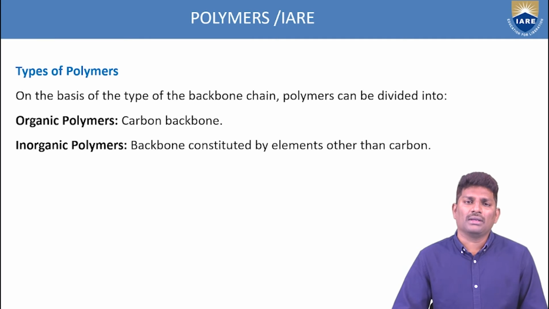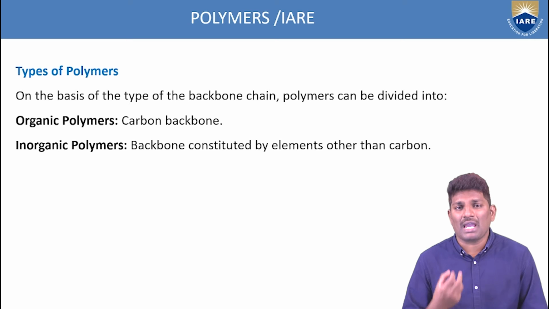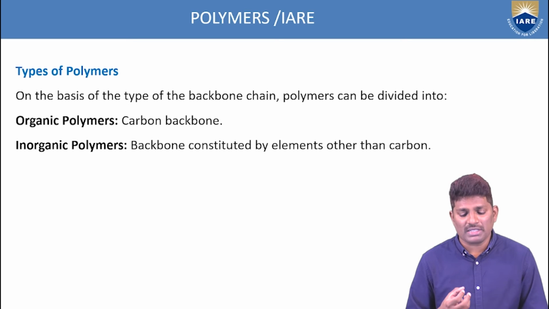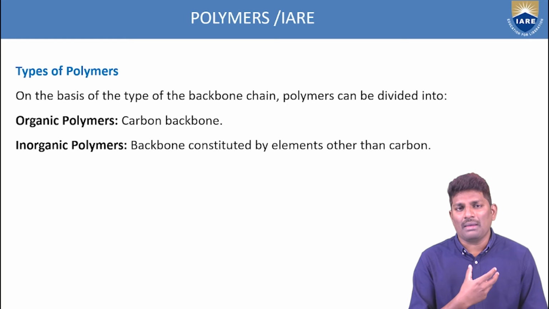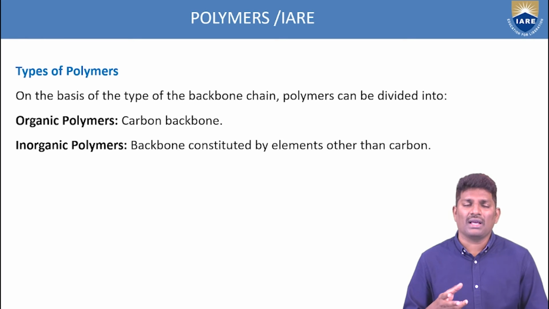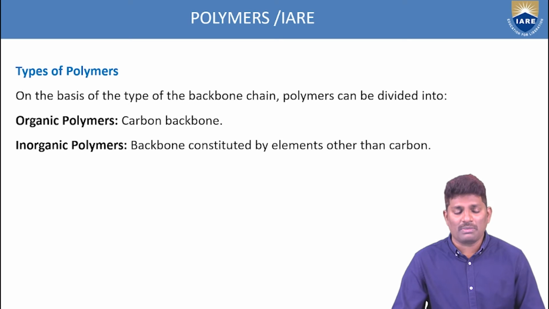And again, types of polymers. The classification we have seen, and now what are the different types of polymers on the basis of the type of backbone chain? So whether the hydrocarbon backbone chain is inorganic or organic. Based upon these two classifications, the polymers have again been divided into two categories.